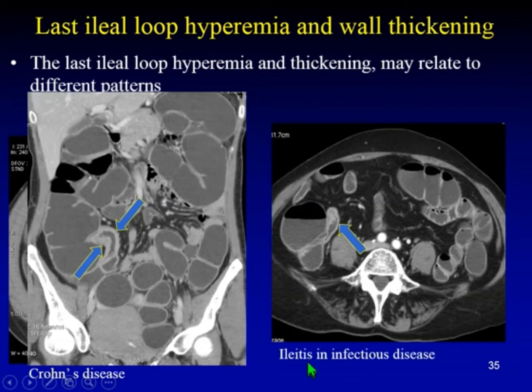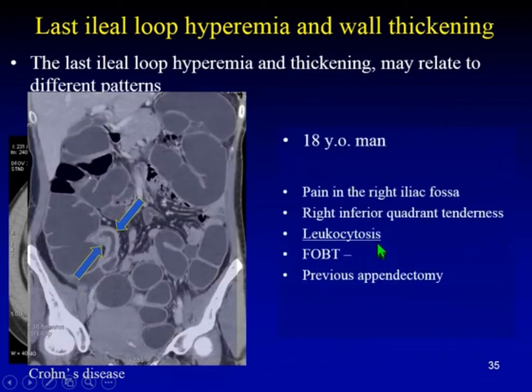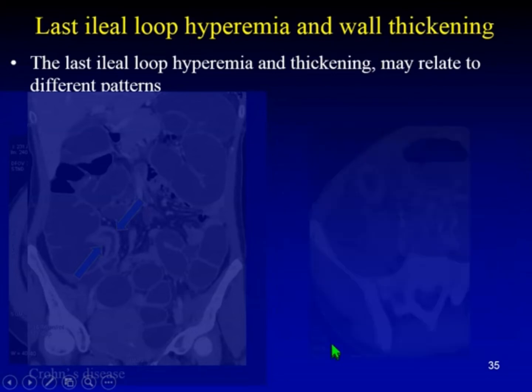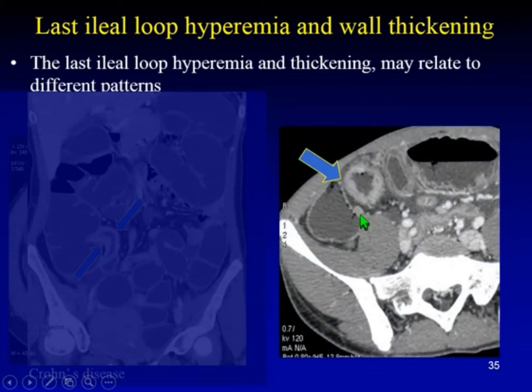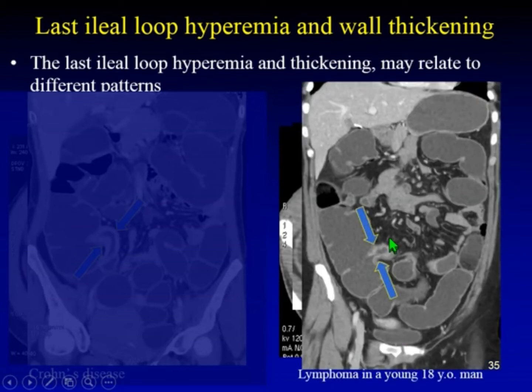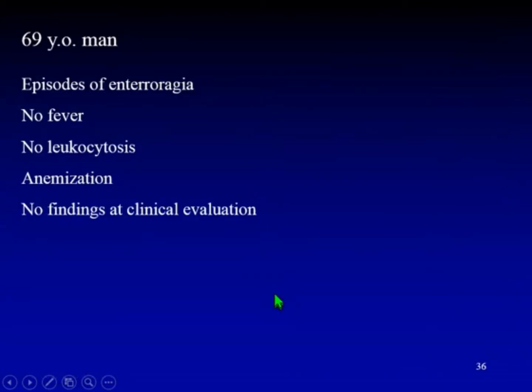But what about this third guy who arrived in emergency with right-sided pain? He was previously appendectomized, with leukocytosis. What about his last ileal loop? We may detect a last ileal loop thickened, not multilayered, and hyperemic. The diagnosis is more challenging. We suggested a lymphoma, and it was a lymphoma in this young man.